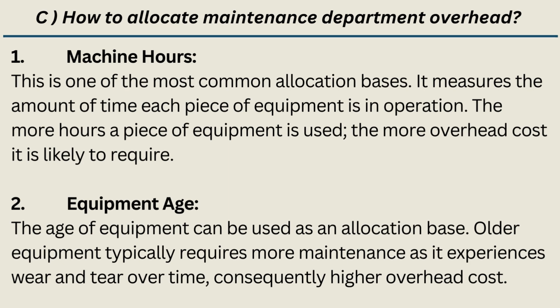Machine hours. This is one of the most common allocation bases. It measures the amount of time each piece of equipment is in operation. The more hours a piece of equipment is used, the more overhead cost it is likely to require. 2. Equipment age. The age of equipment can be used as an allocation base. Older equipment typically requires more maintenance as it experiences wear and tear over time, consequently higher overhead cost.